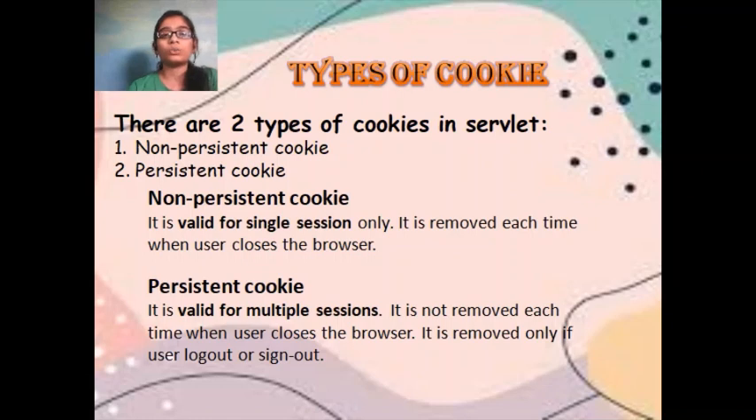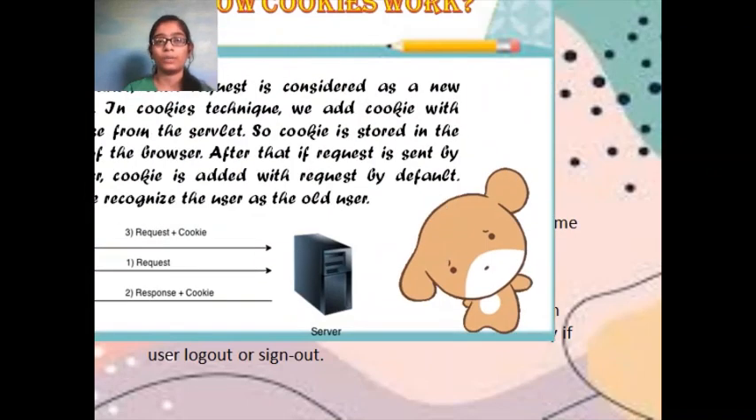There are 2 types of cookies, persistent and non-persistent. In non-persistent cookie, it is valid only for single session and it is removed each time when user closes the browser. Persistent cookie, it is valid for multiple sessions and it is not removed each time. It is removed only if user log out or sign out.